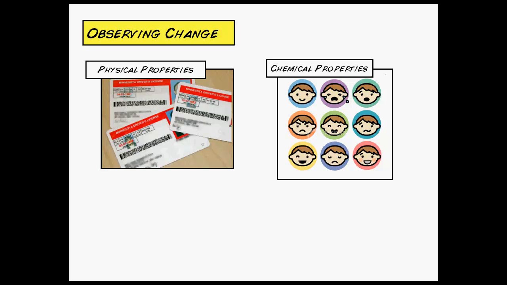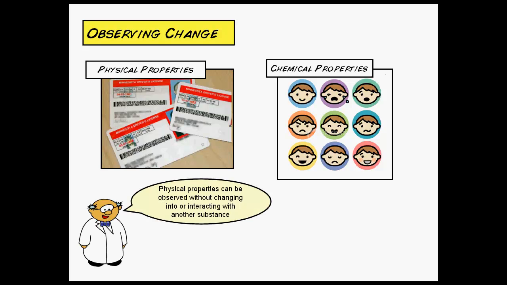In observing change, we look at physical and chemical properties. Physical properties are like those listed on your driver's license. They don't change depending on the state you're in. They're always the same. Chemical properties, on the other hand, are like the way you act with.